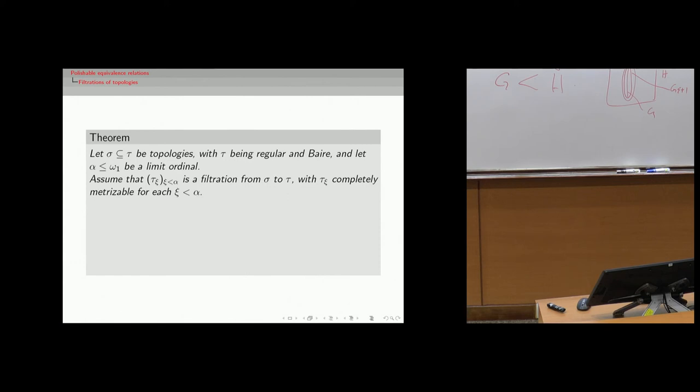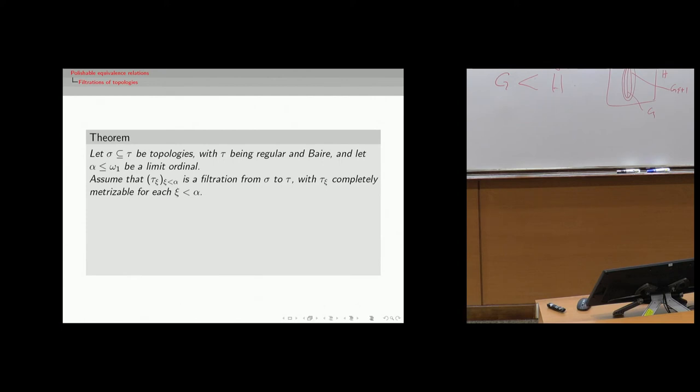And what controls the stage at which they click, they connect, is that you look at the basis of tau and you ask how complicated it can be with respect to sigma. If it consists of C sets, they will click, but you don't control where. If the basis of tau is Borel with respect to sigma, there will be no gap, and you know where they will actually connect.